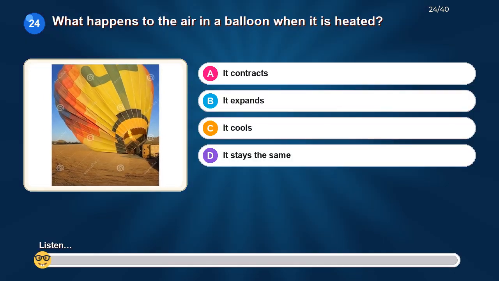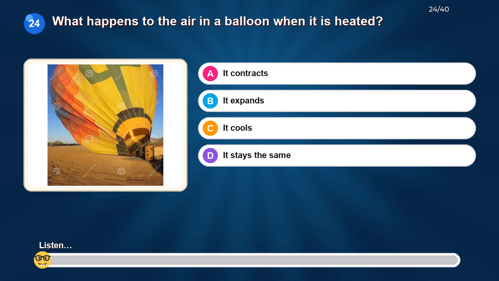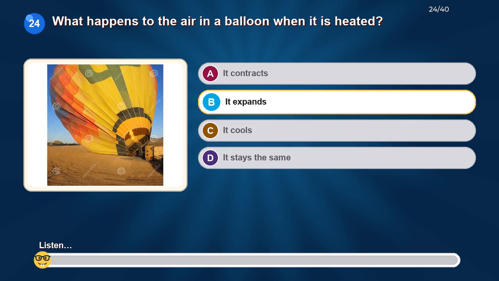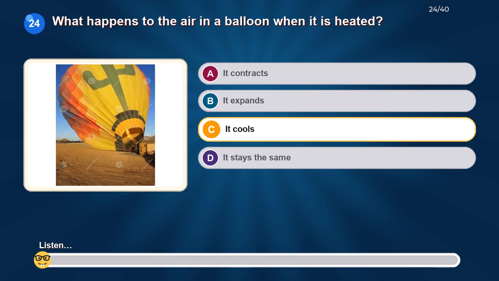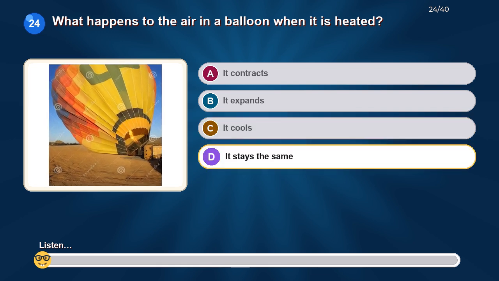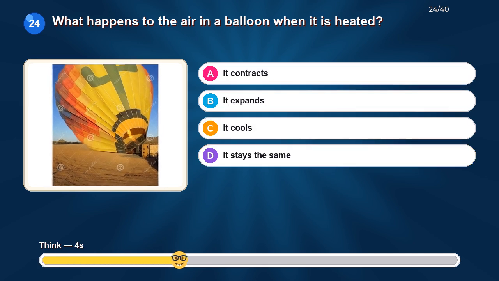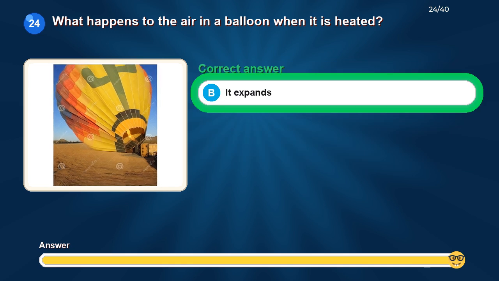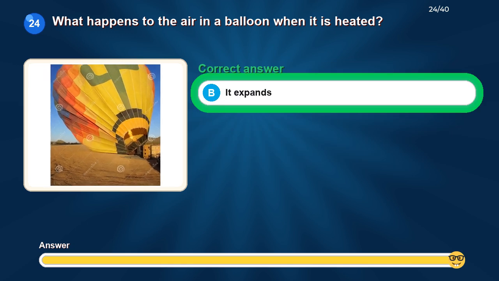What happens to the air in a balloon when it is heated? Option A, it contracts. Option B, it expands. Option C, it cools. Option D, it stays the same. The correct answer is, it expands.